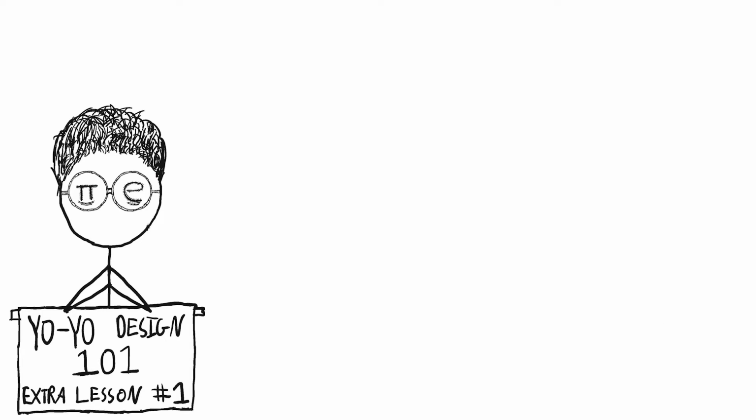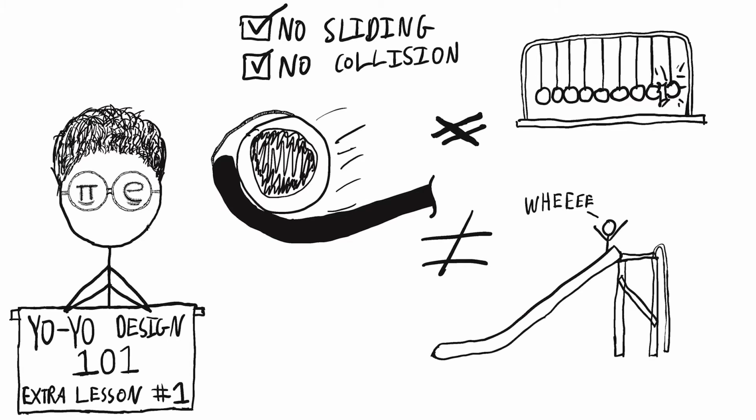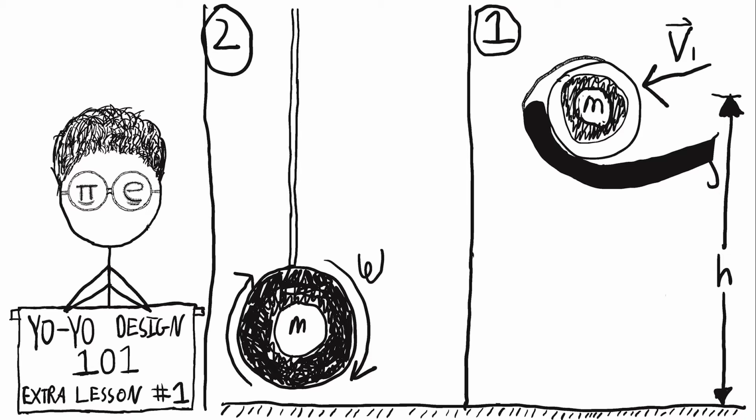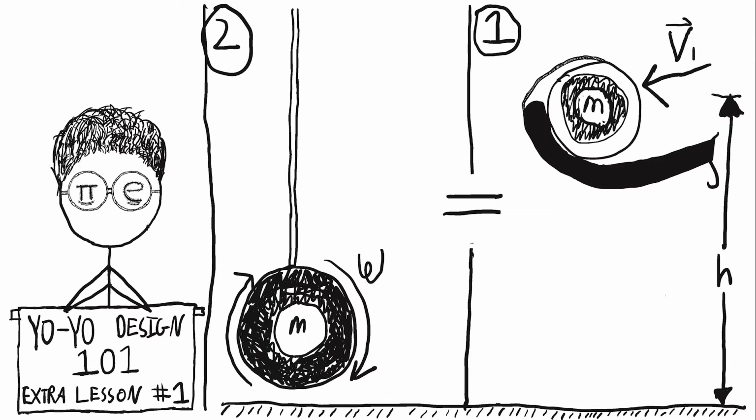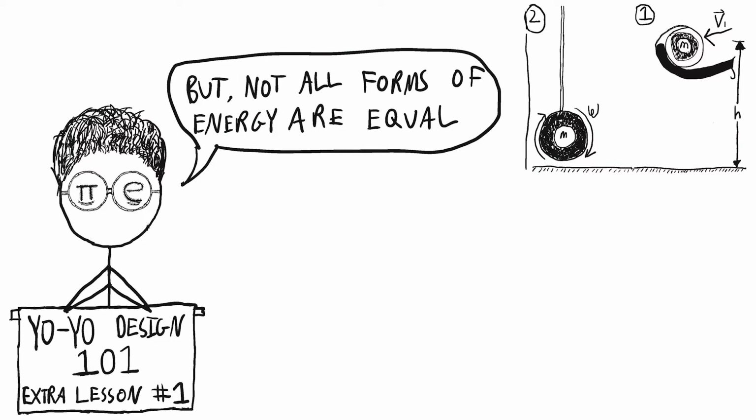Pertaining to yo-yos, because mostly nothing is slipping and nothing is colliding, mechanical energy is fairly well conserved. That means that if you took a picture of a yo-yo right before you released it from your hand with a throw, and then took a picture of the yo-yo right after it hit the bottom of the string and started sleeping, you could look at the amount of energy before and after and say, yeah, okay, these amounts of energy are about the same as each other, or rather, that they are equal to each other. But not all forms of energy are equal.